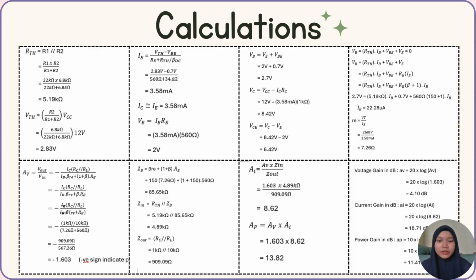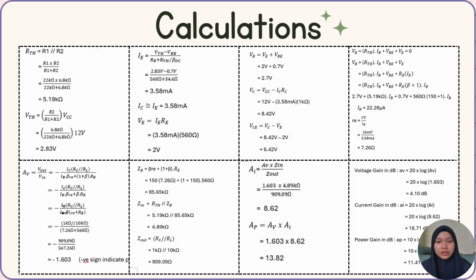Next, to find the value of IB, we need to apply the KVL, which is Kirchhoff voltage law, and then we can find the IB. In this case, our IB is 22.28 microampere. Next, to find voltage gain, we use the formula Vout divided by Vin, and then we get negative 1.603, where the negative sign indicates the phase reversal.